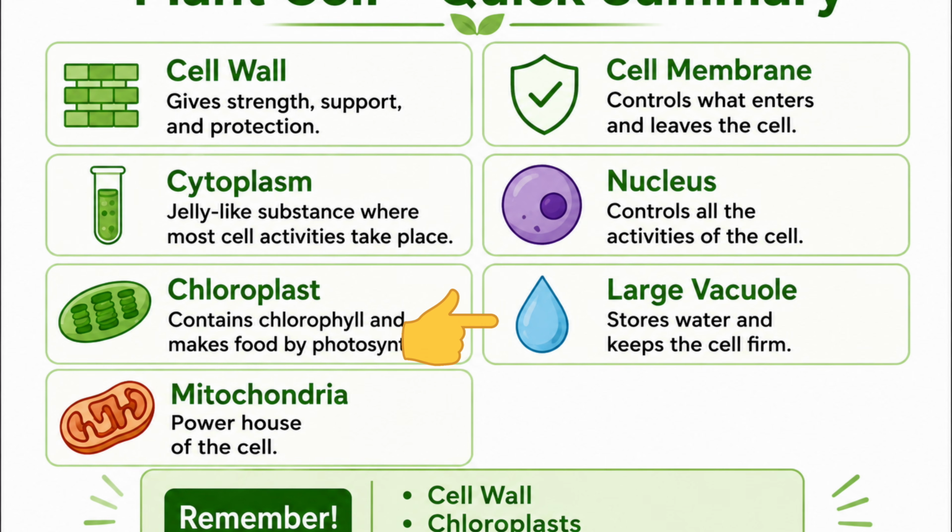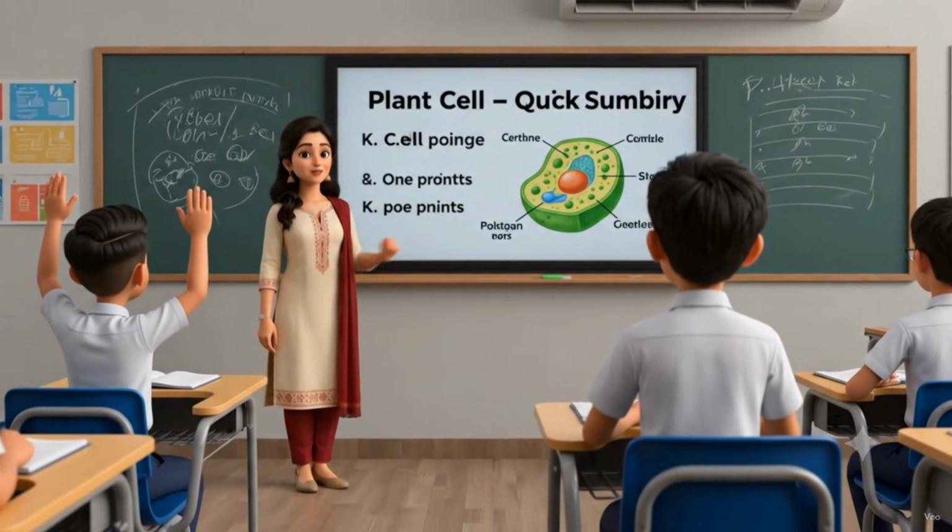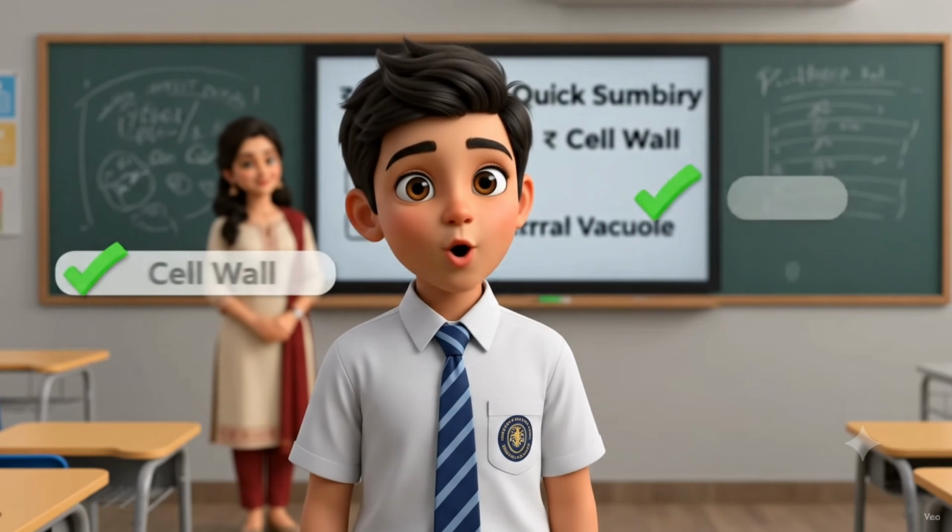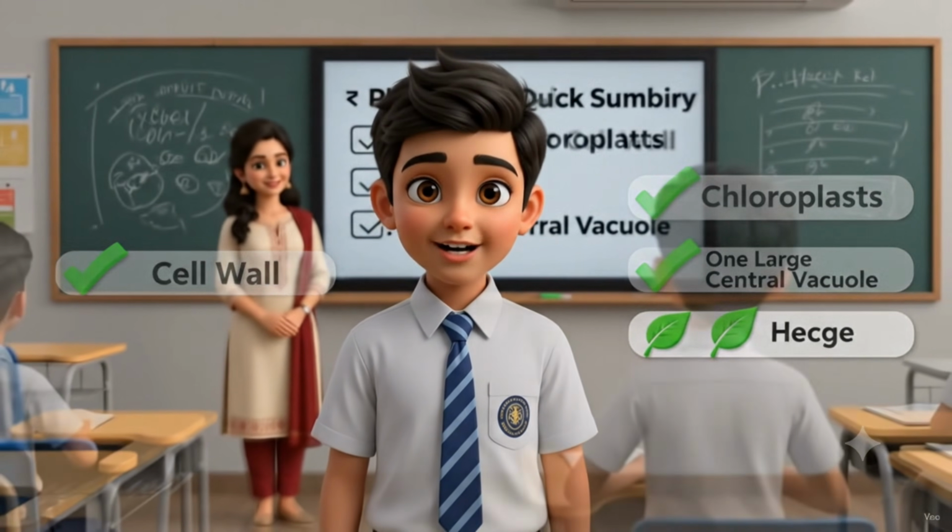Large vacuole stores food, water, and keeps the cell firm and upright. Mitochondria, the powerhouse of the cell. Remember, cell wall, chloroplast, and a large vacuole are the special features of a plant cell. Now Rakesh, can you say what are the main features of the plant cell? Yes, teacher. Cell wall, chloroplasts, and one large central vacuole.